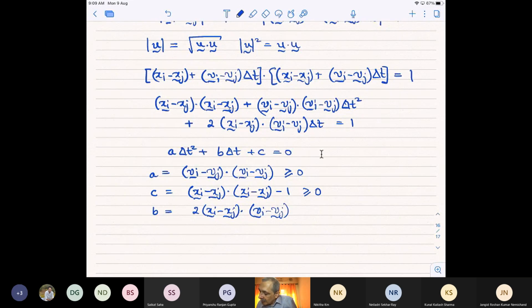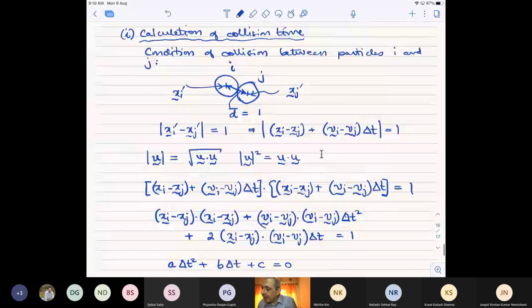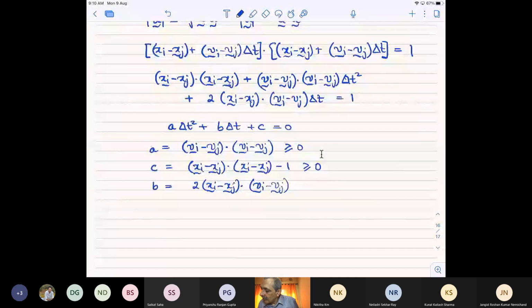Why is that? Well, the simple reason is that the two particles cannot penetrate each other. So the smallest distance between xi and xj can be the diameter, which is 1. If you do this minus 1, it has to be greater than or equal to 0, since the magnitude of xi minus xj is always greater than or equal to 1. So here we have it. So A is this, and now we can write down the time for these two particles to collide.